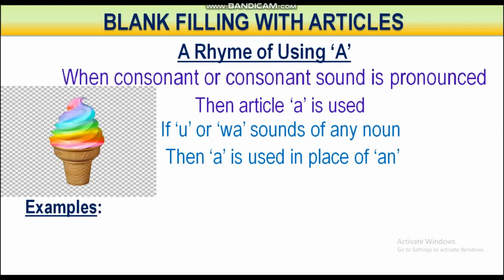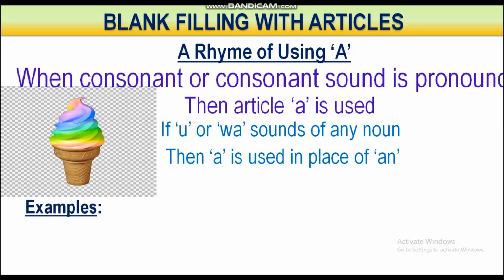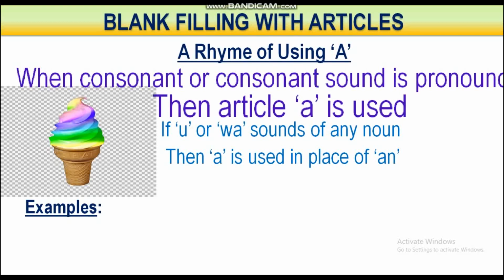Examples for the first 2 lines. When a consonant or consonant sound is pronounced, then the article "a" is used. I mean, if any noun starts with a consonant, or if we get a consonant sound at the time of pronouncing the noun, then the article "a" is used before that noun.